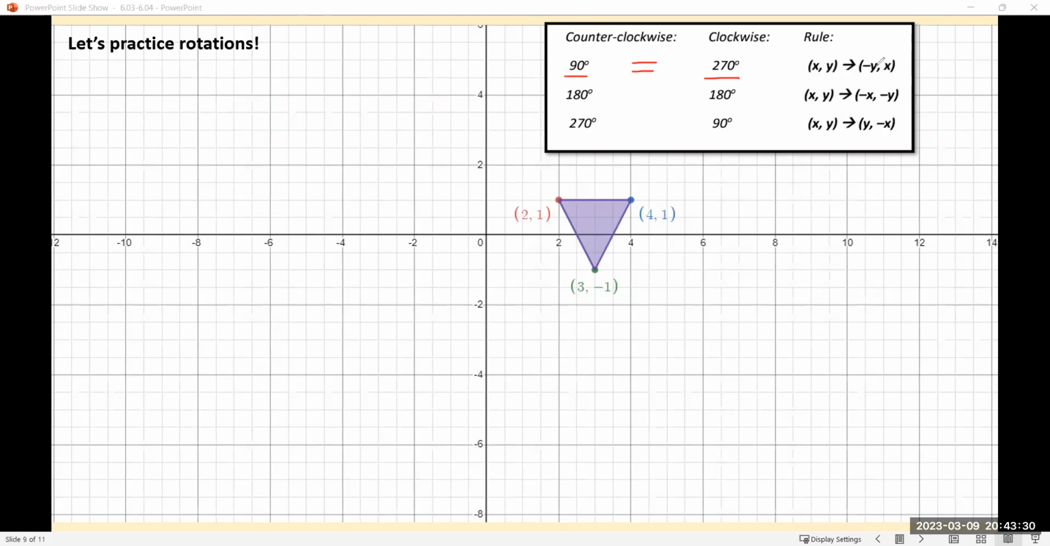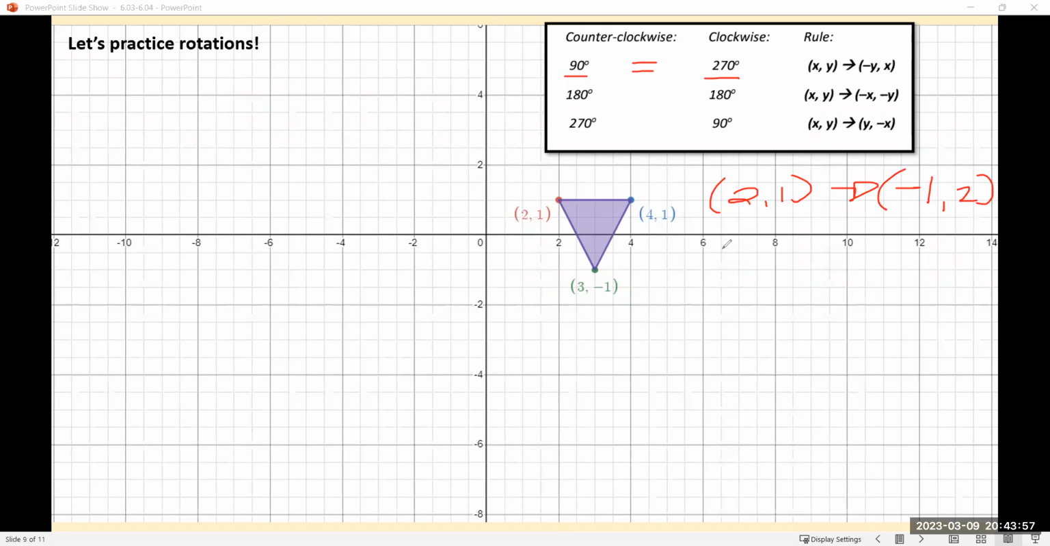I know this looks kind of confusing, but what it means is if you had (2, 1), and you wanted to do either counterclockwise 90 or clockwise 270, you're going to take your y value, you're going to move it to the x spot and make it negative. So we're going to have -1. Then you just take your x value and you move it to y. So that's how you're going to do that rotation, okay?